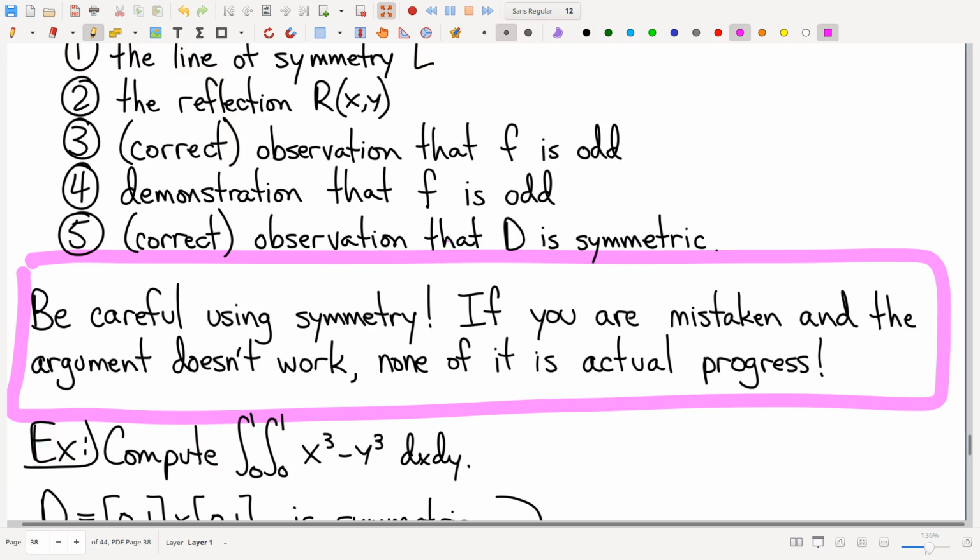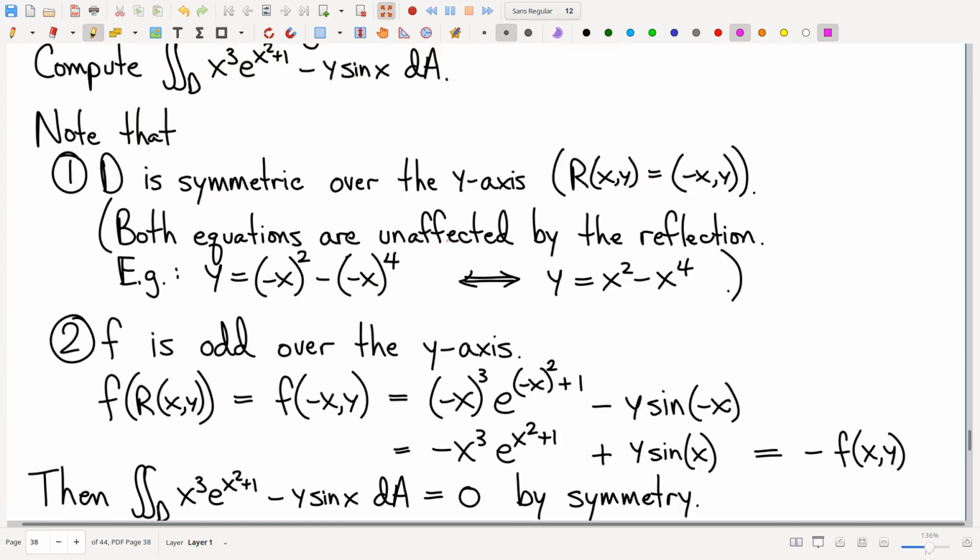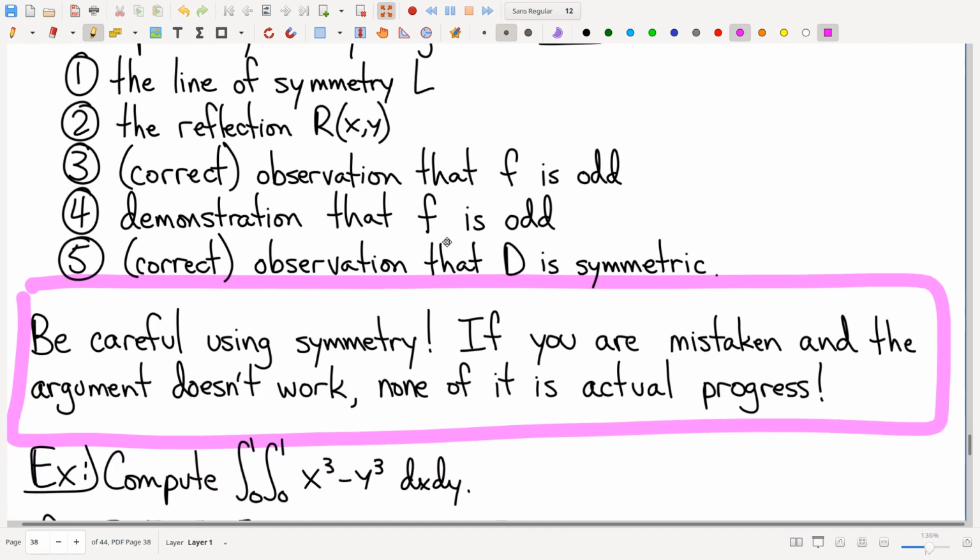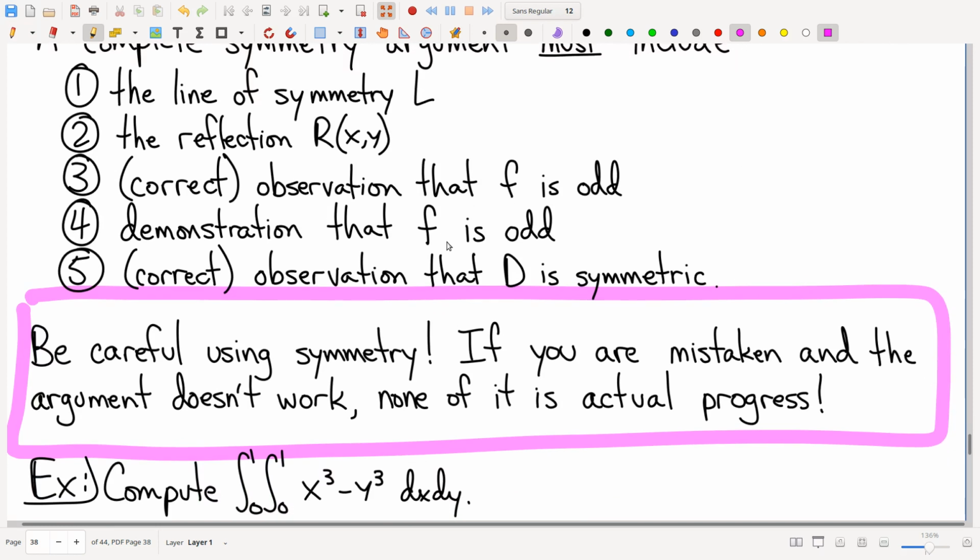What we did in this example, the reflection happened to be over the y-axis, and so the reflection formula was this. But if you reflect over a different line, there's going to be a different reflection formula. We'll see a bunch of examples coming up. So once you've decided on your choice of line, then you do have to finish the whole argument. So heads up, be careful, dangerous, don't step on the landmine.